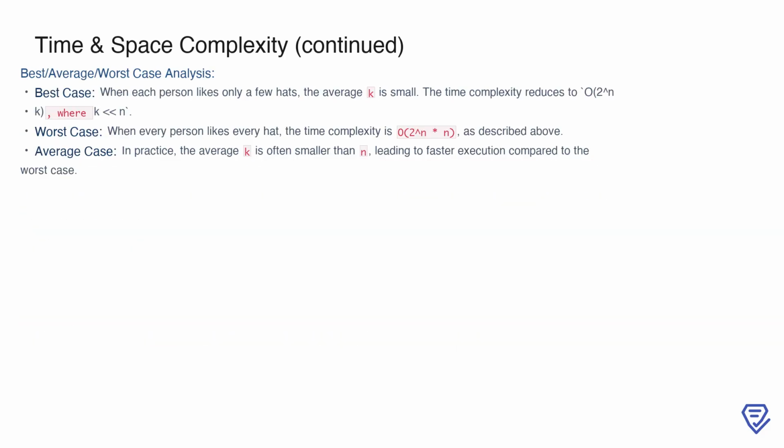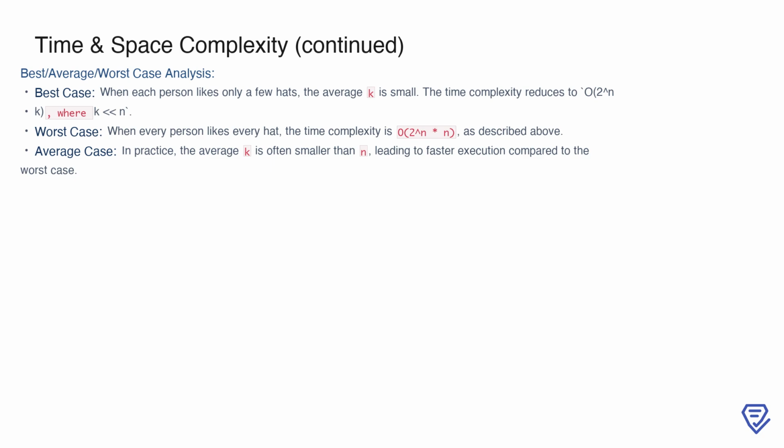To fully understand the performance, let's analyze the best, average, and worst cases. In the best case, when each person likes only a few hats, the average value of k is much smaller than n. This reduces the time complexity to 2^n * k, where k is significantly less than n. In the worst case, where every person likes every hat, k equals n, and the time complexity becomes 2^n * n. For the average case, we generally find that k is smaller than n in practical scenarios, meaning the execution is typically faster than the worst case bound.